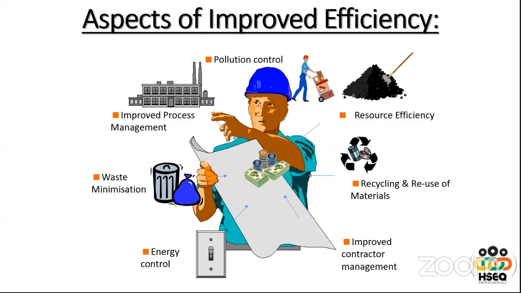With the implementation of ISO 14001 2015, these are the aspects of improved efficiency. First of all, pollution will be controlled, the primary purpose. Resources will be efficiently utilized. There will be improved process management. There will be recycling and reuse of materials, improved contractor management, and you will benefit from energy efficiency. These are a few examples.